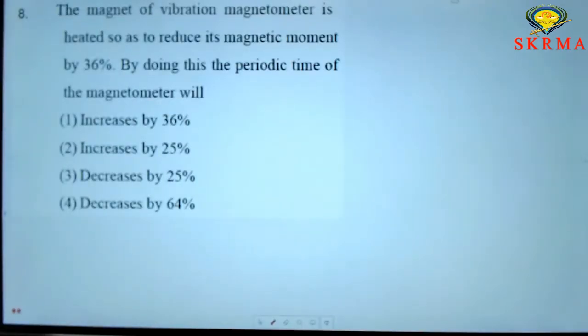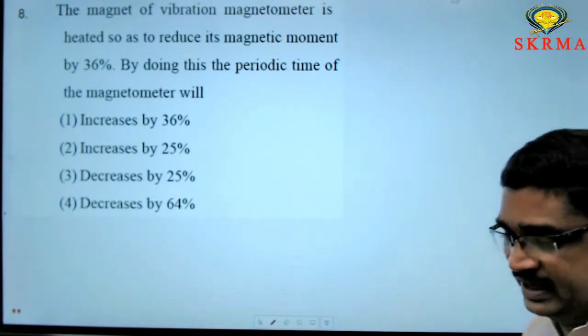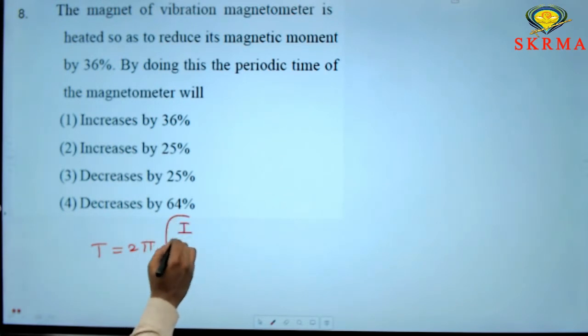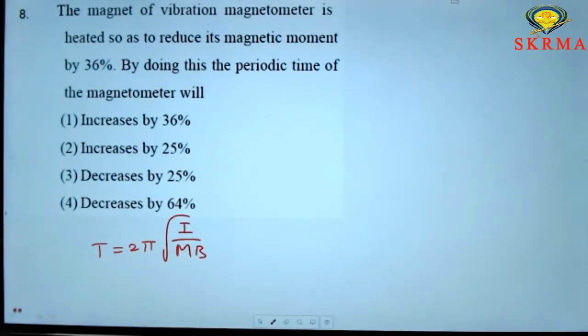Next one. The magnet of a vibration magnetometer is heated so as to reduce its magnetic moment by 36%. By doing this, the time period of the magnetometer will change. So what is the basic formula for time period? T equals 2 pi root I by MB. This is the time period in the case of a magnetometer. Now, which one increases?